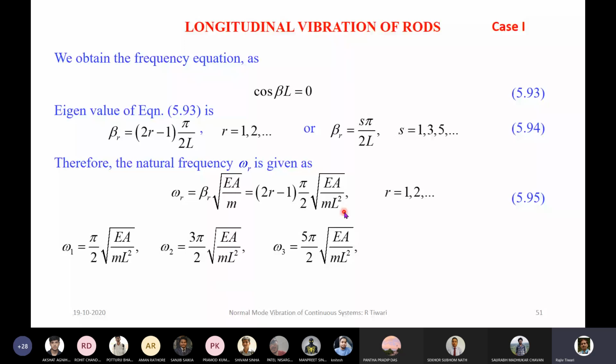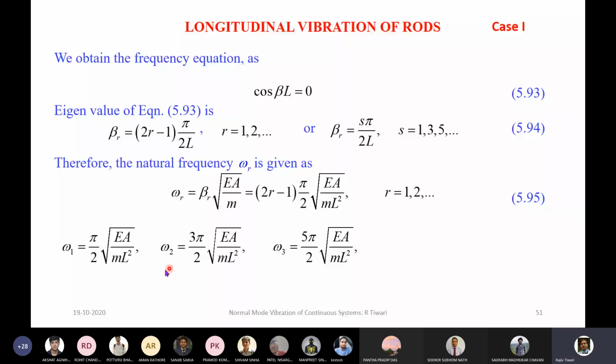Earlier, in the case of the string problem, it was depending upon the mass per unit length and the length, and also the tension in the string. So for various values of r, this is the first natural frequency if we put r equal to 1, then the second natural frequency, third natural frequency. So here we are getting the natural frequencies.